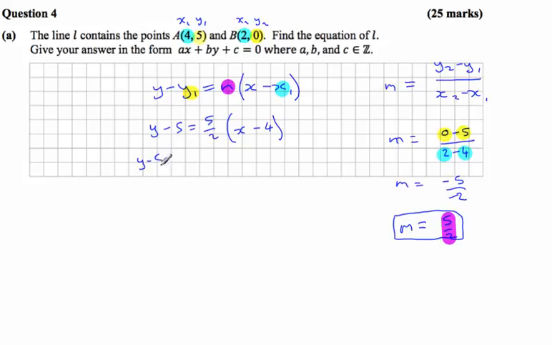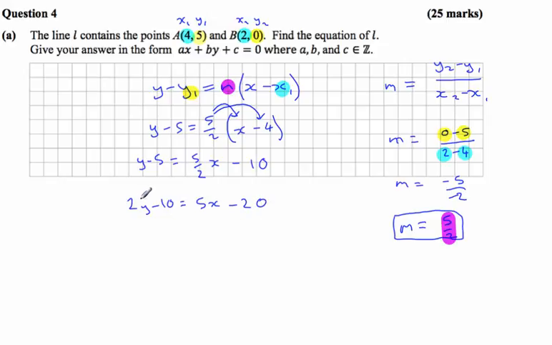If we multiply out the right side, we get 5/2 x minus, so that's 5/2 times x, and then 5/2 times negative 4 is minus 10. Now we want to get rid of the fraction because we want our answer in the form where a, b, and c are integers, whole numbers, positive or negative. So I'm going to multiply everything by 2 to get rid of the fraction. So I get 2y - 10 = 5x - 20.